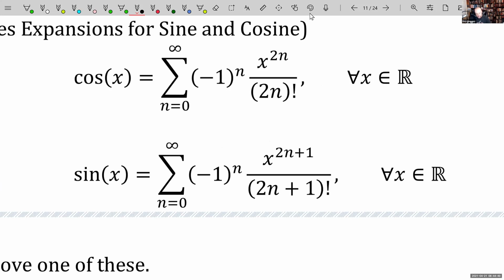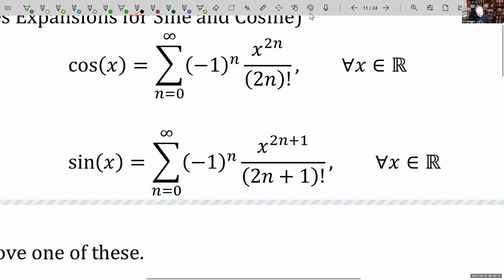So the cosine is an even function. Notice its powers on its Taylor expansion are even. The sine is an odd function. Notice the powers on its polynomial expansion are odd. Very beautiful. I will answer to the first person who wants it. Cosine or sine? I don't care. Sine. All right. So we're going to prove that the sine is equal to that power series. Let's prove the sine.